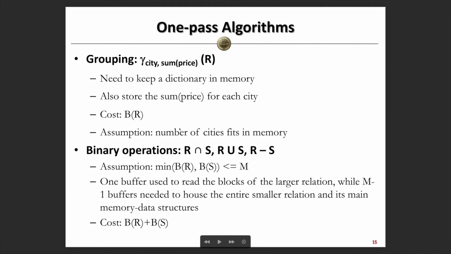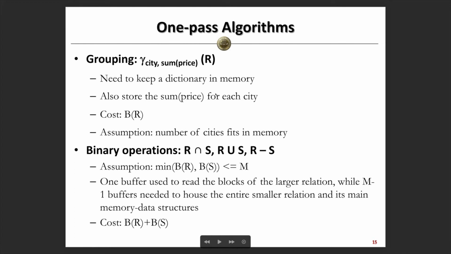So we have an assumption. In other words, the number of cities will fit in the memory. Or we can say the number of cities is no greater than M, the memory for holding one tuple or one result in one block in the memory. So we have some assumptions and requirements for implementing this operator with a one-pass algorithm.